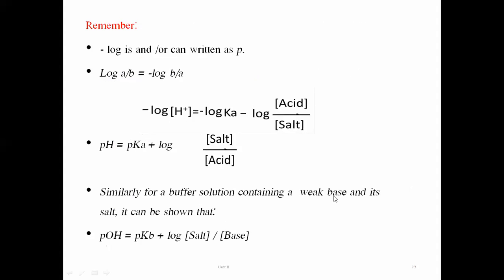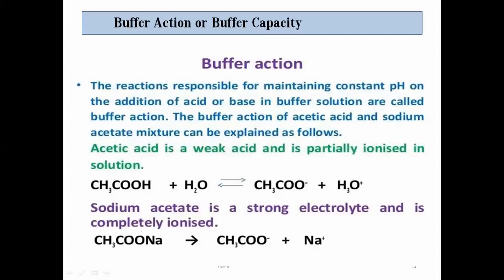Similarly, for a buffer solution containing a weak base and its salt, it can be shown that this is the formula for the calculation of pH. If we are going to calculate the pOH value, that is the hydroxyl ion concentration, then instead of pKa, pKb is there, plus log of salt divided by its base. So whether we have to determine the pH value or pOH value, the respective changes must be made in the formula. Now we are moving towards the next point, that is buffer action or buffer capacity.